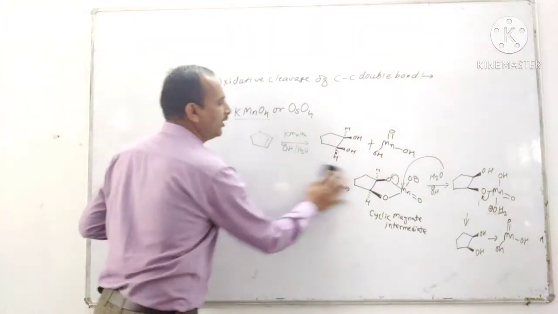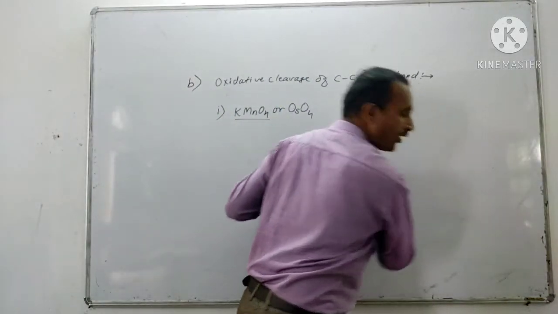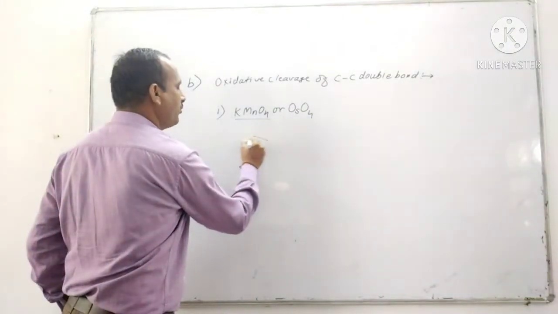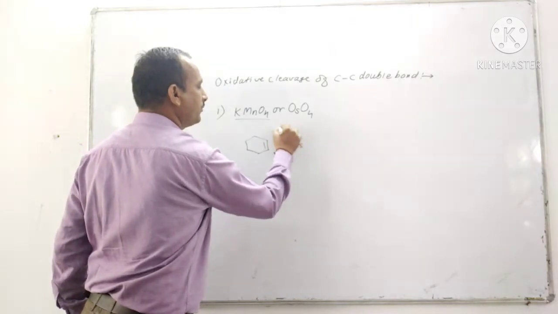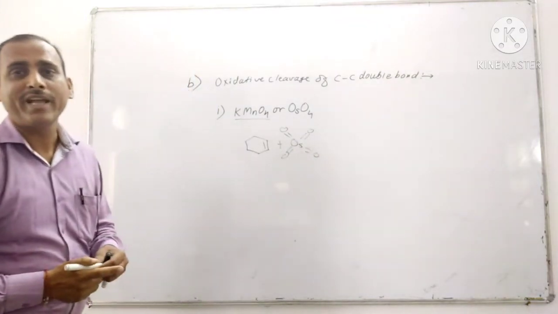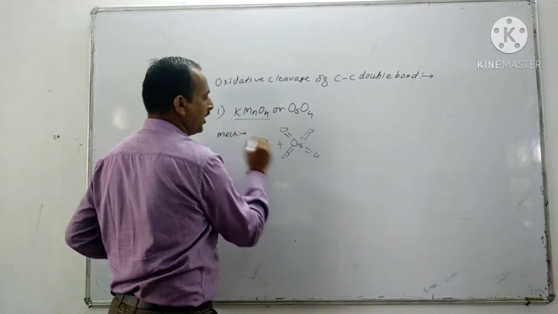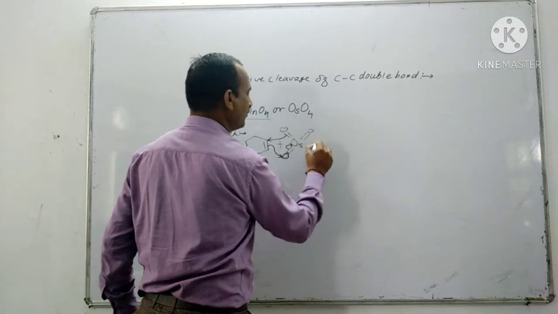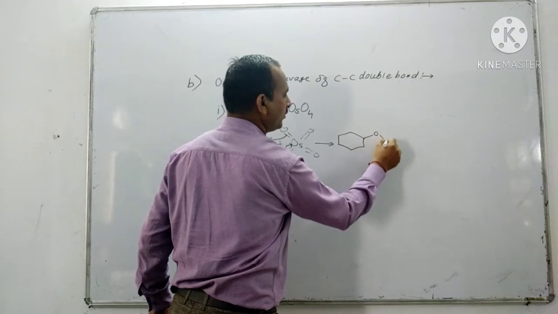Now let's see another example of oxidation by using osmium tetroxide, cyclohexene plus osmium tetroxide. Again, here a syn addition takes place. Let's see the mechanism along with reactions. Okay, so there is a syn addition that takes place to form the osmate ester.